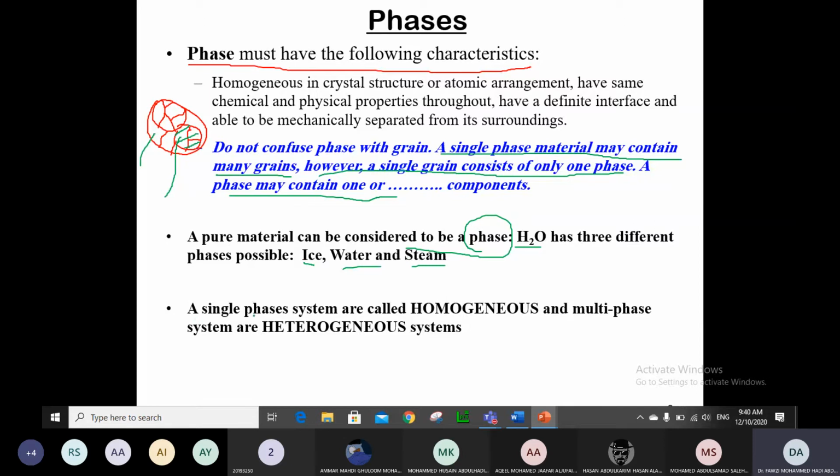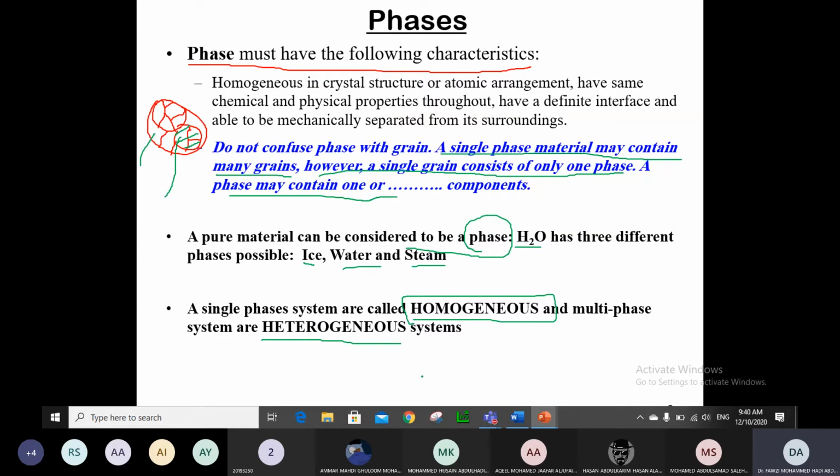When we have a single phase in the material, we normally refer to it as homogeneous structure. Homogeneous, meaning you have a single phase. For example, this is not homogeneous now. You have two phases coexisting in the material. This is not homogeneous. This is what we refer to as heterogeneous material.